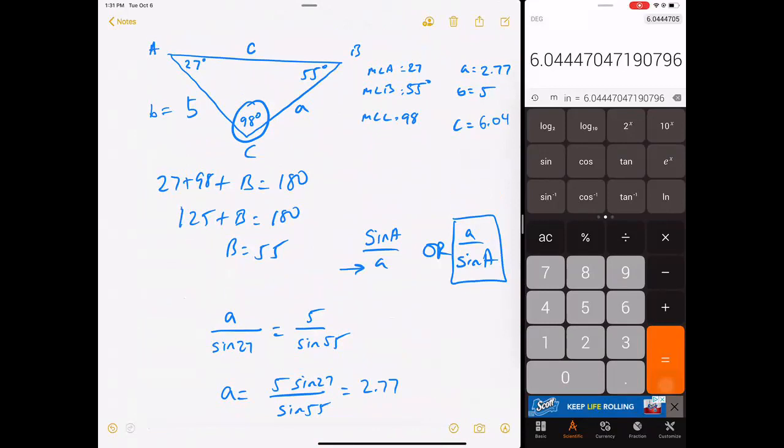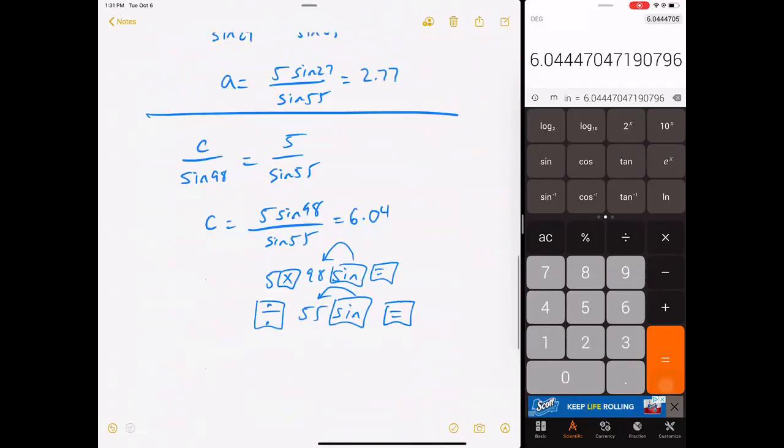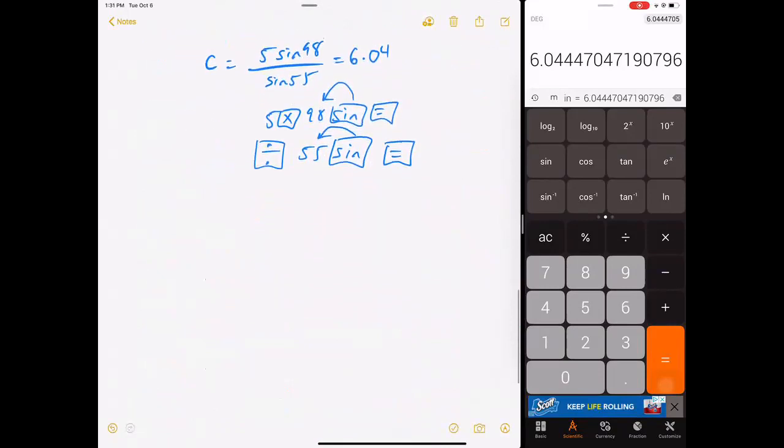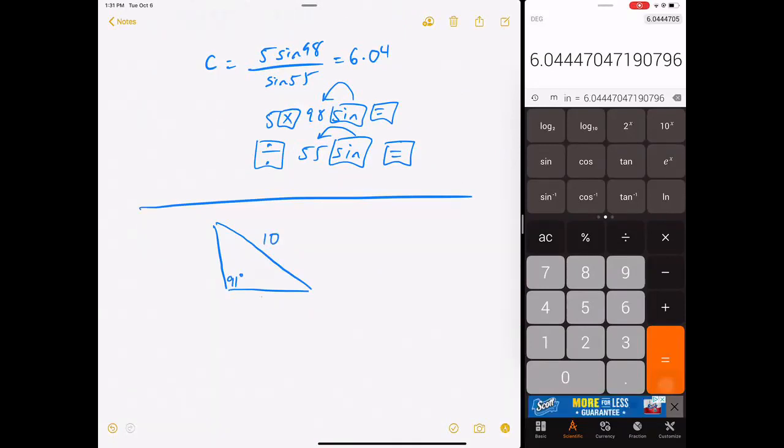Now we are going to go a different route here, and go backwards and solve for the angle. Let's do another problem now. Let's draw a triangle. This is going to be 91 degrees. And then I'm going to give you side 10. And this will be, let's do 9. Okay. A, B, C.